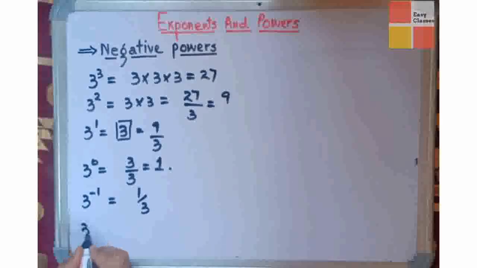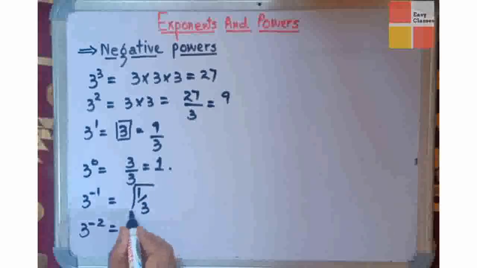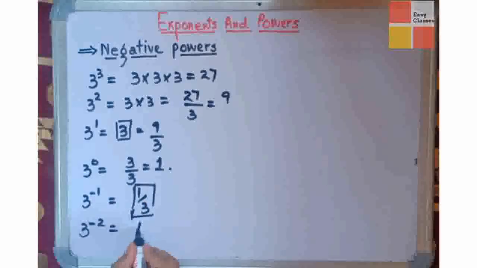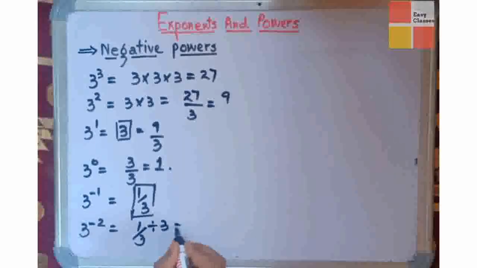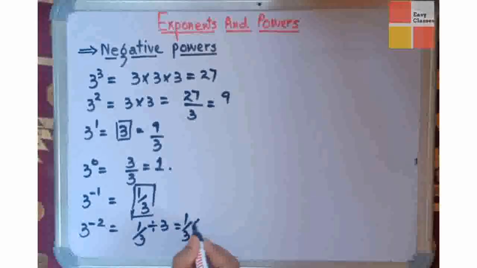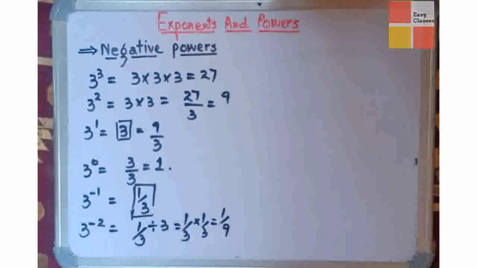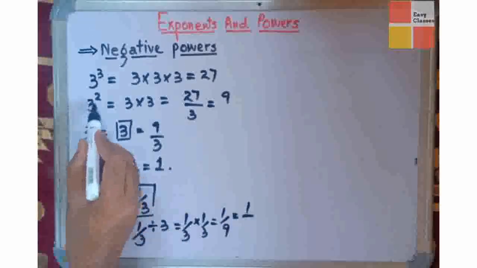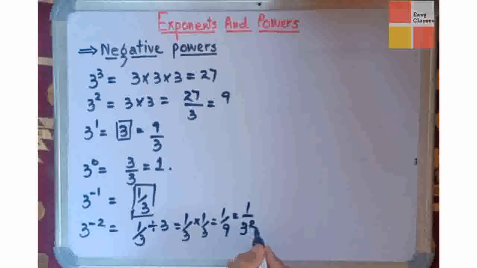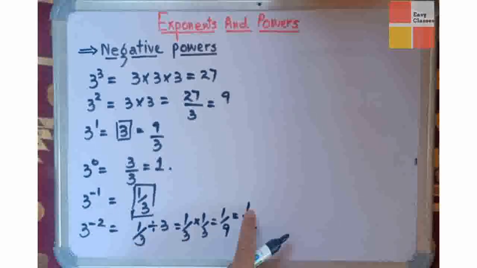Okay, then 3 raised to power minus 1 is equal to the previous value divided by 3. Okay, 3 raised to power minus 2 is equal to the previous value, this one, 1 divided by 3 divided by 3. Okay, that is equal to 1 divided by 3 into 1 divided by 3, that is equal to 1 divided by 9. Okay, we can put it like this. We know that 9 is equal to 3 raised to power 2. So 3 raised to power minus 2 is equal to 1 divided by 3 raised to power 2.